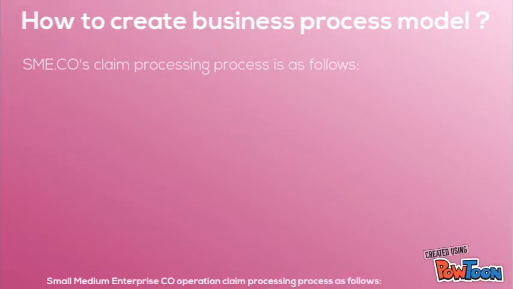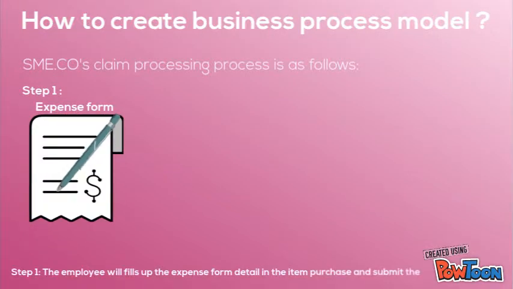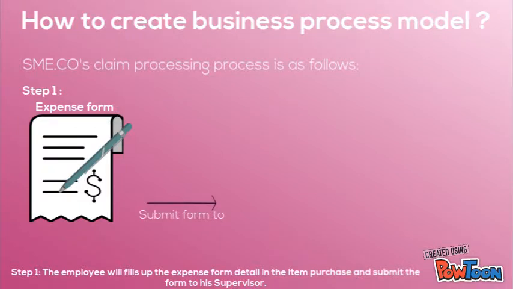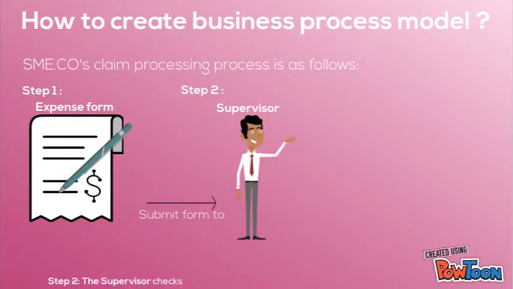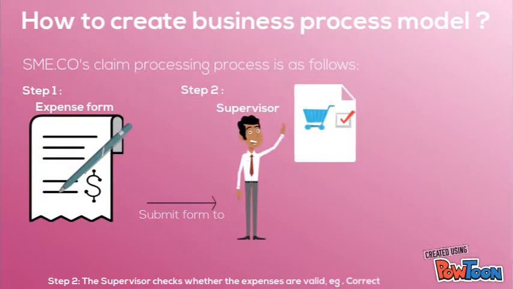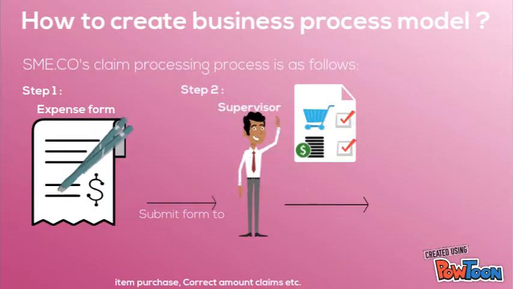Small-medium enterprise corporation's claim processing process is as follows. Step 1. The employee fills up an expense form detailing the items purchased and submits the form to his supervisor. Step 2. The supervisor checks whether the expenses are valid, for example correct items purchased, correct amount claimed, etc.